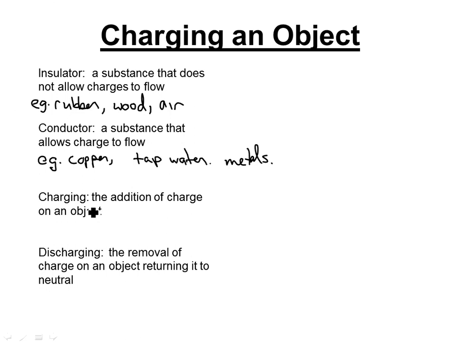Okay. Charging. The term charging means that we're adding charge to an object, all right? Now that can happen in two ways. I can either add electrons to make it become negative, or I can take electrons away and make it become positive, all right? Okay? So charging means we're just creating a charge at some point.